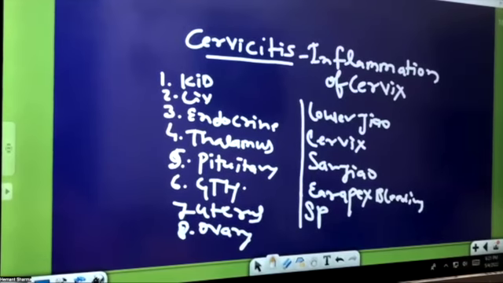Everything is coming, don't worry. Suppose the female is suffering with leukorrhea, white discharge. It's a very common problem that we know.